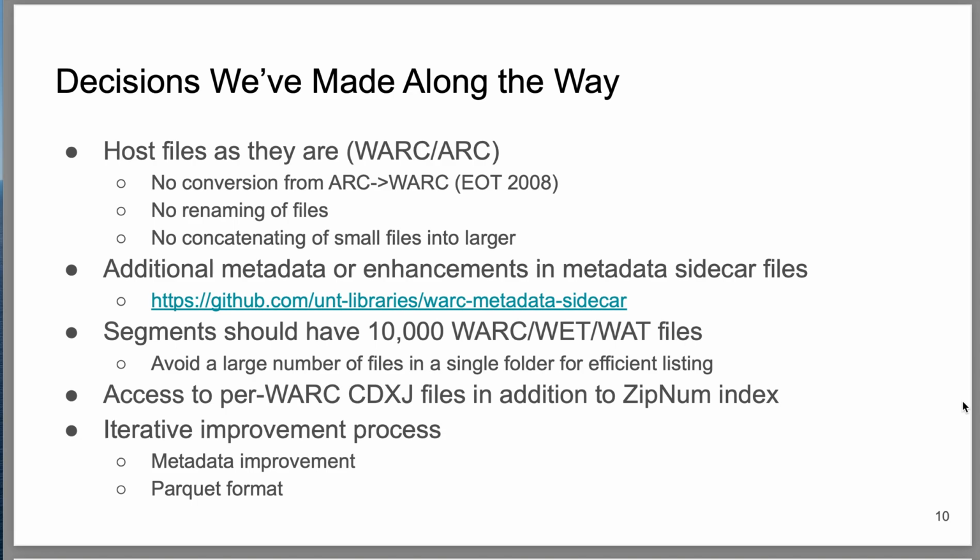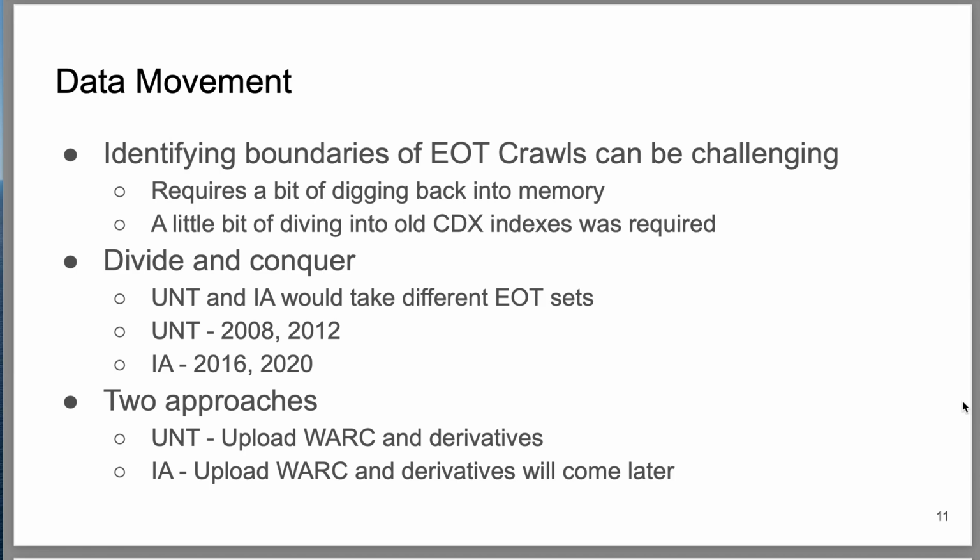We also went with the approach that this would be an iterative improvement process. So we wanted to get all the data into S3, create derivatives, create metadata improvements, and then improve the resulting Parquet file over time, instead of waiting on perfection before we moved things online. So far, with the data movement, the biggest challenge at the beginning was actually identifying the boundaries of the end-of-term crawls within our respective repositories.